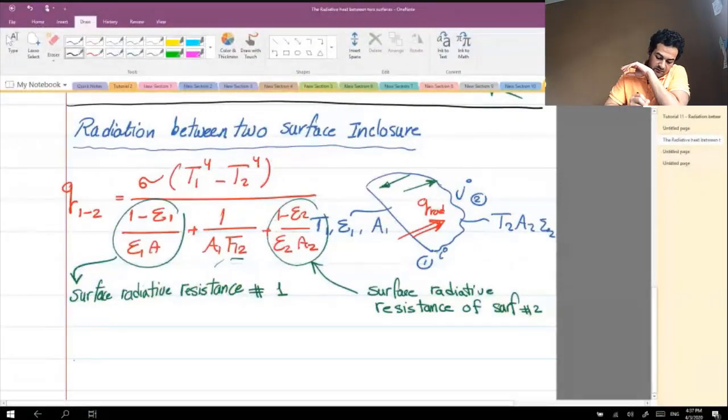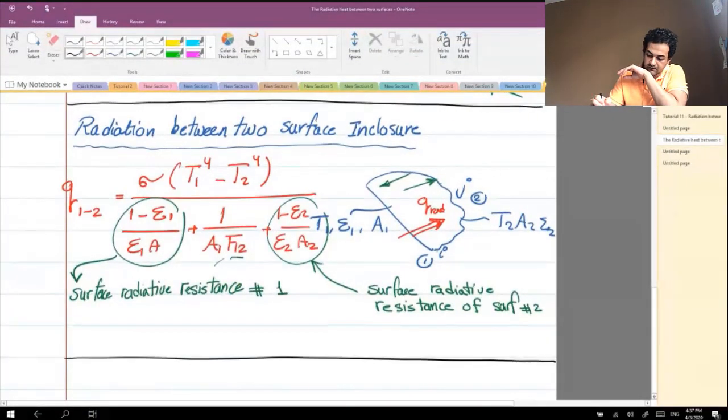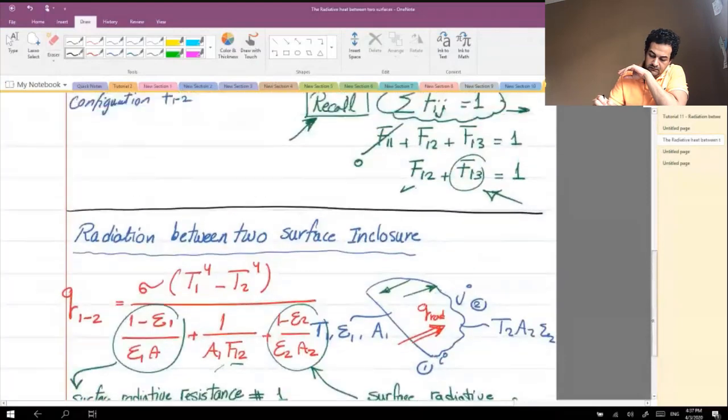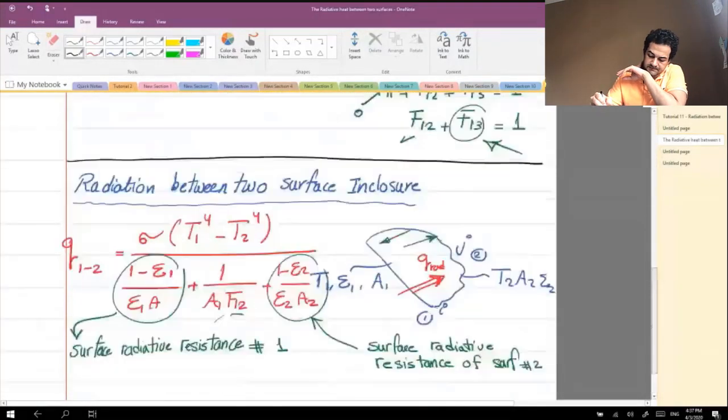So I will start solving some questions right now about the view factor, and if you have any, does anyone have any questions so far?